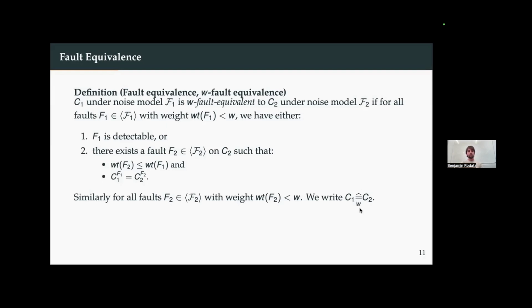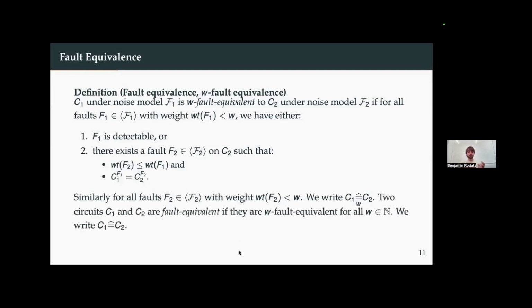And then we just write that C1 and C2 are W fault equivalent. And if this holds for all W and N, then we say these two circuits are not just W fault equivalent, but we actually say they are fault equivalent.